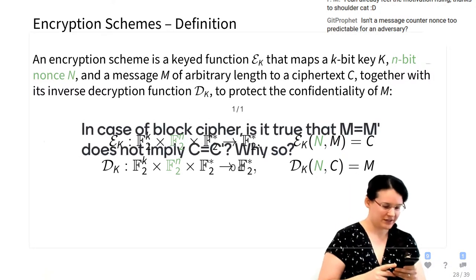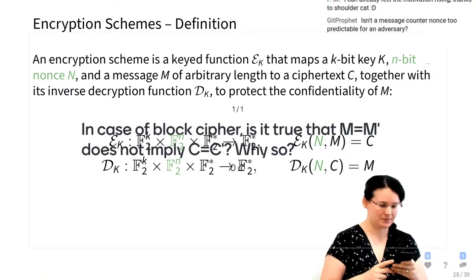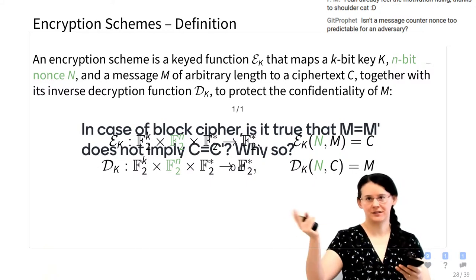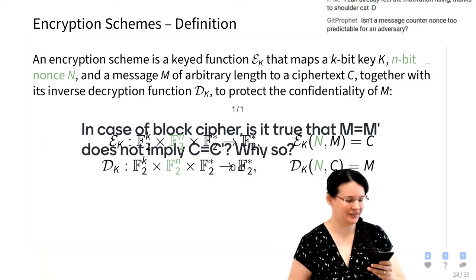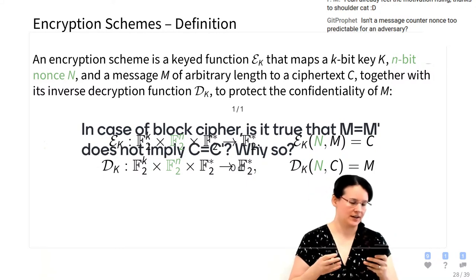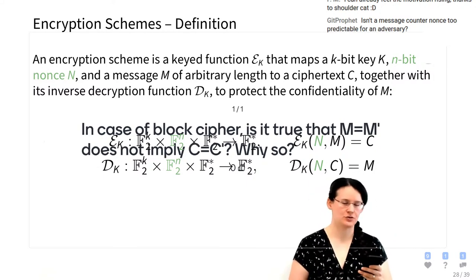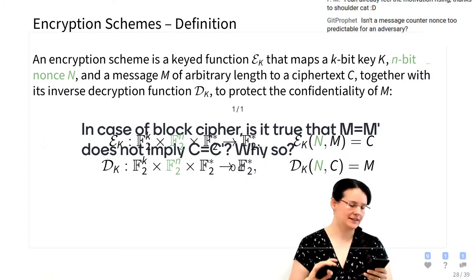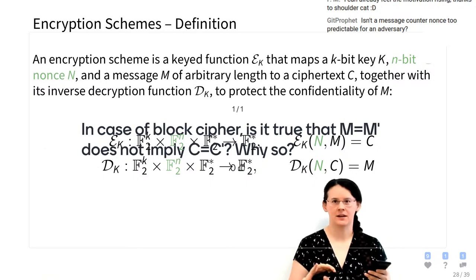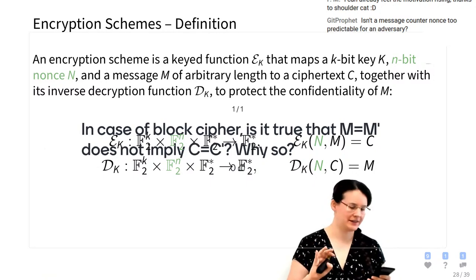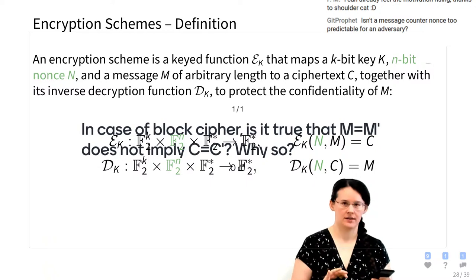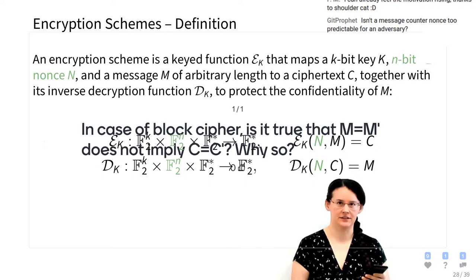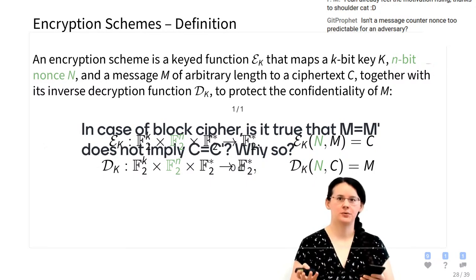In case of a block cipher, is it true that M equals M prime does not imply C equals C prime? Sorry for this being hard to read, but I don't have an empty slide here. So in block ciphers, it is true that identical inputs give exactly the same output in case you use the same key. So a block cipher is completely deterministic.